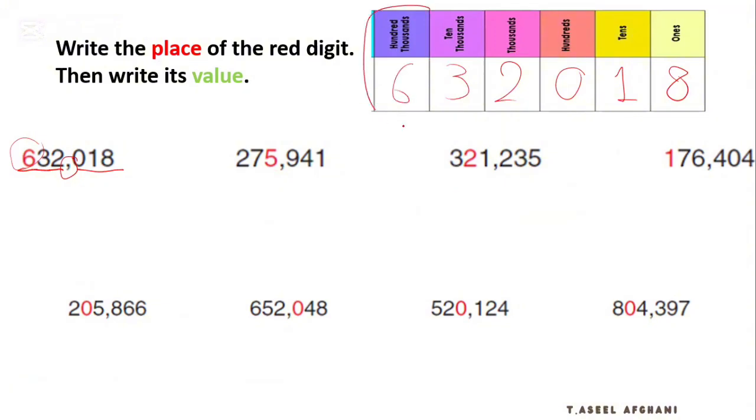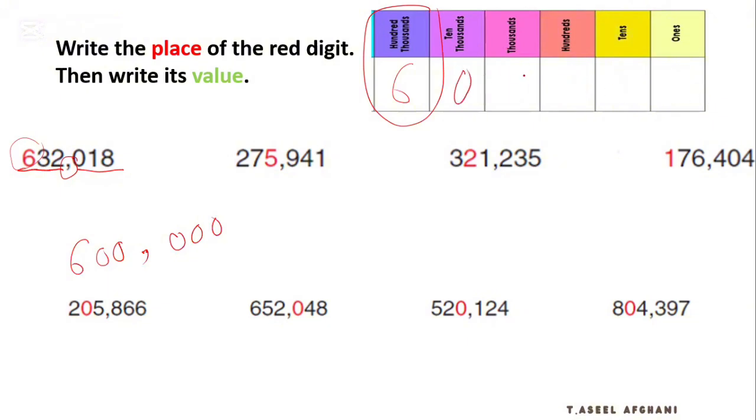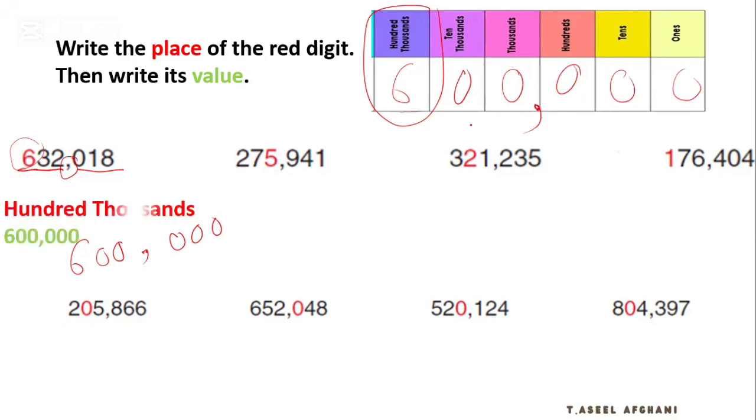So what is the name of the place? It is 100,000s. And if you have 600,000s, how do you write it? How do you represent it? 600,000. We say 600,000, right? Or we remove all of the numbers and replace all of the numbers on the right side of the 6 by zeros like this, so you get 600,000.